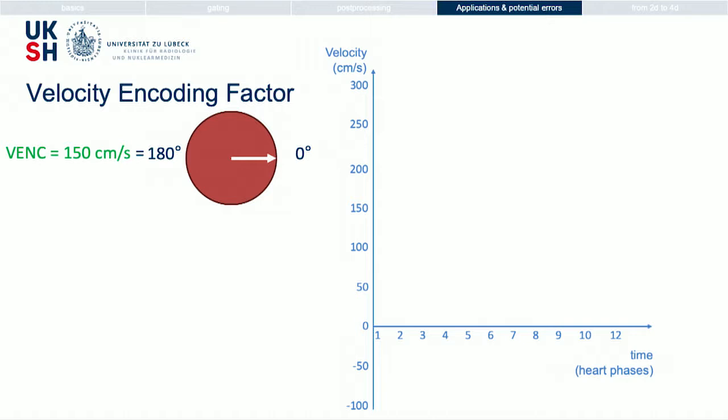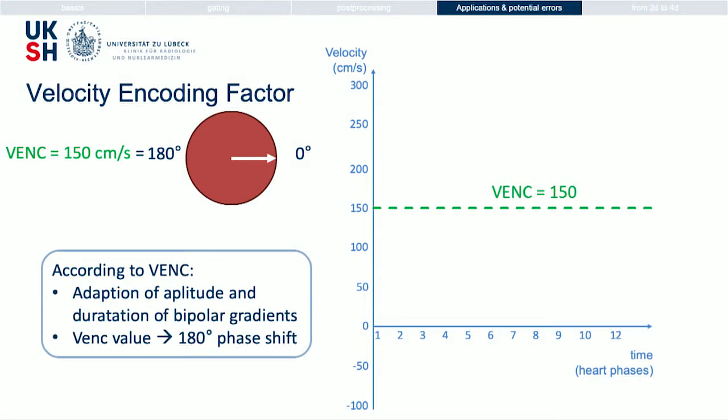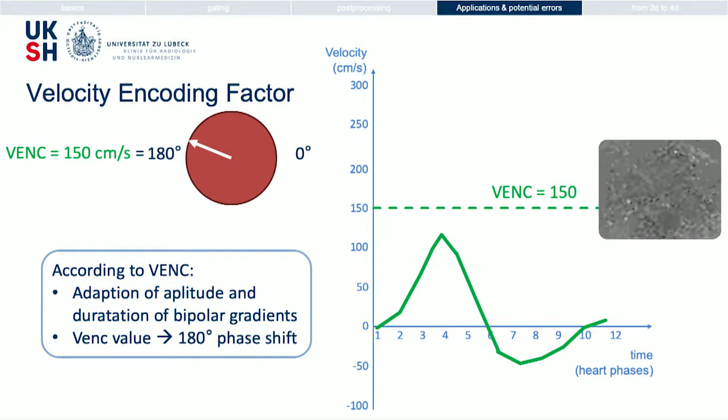The velocity encoding factor is the peak velocity you want to measure. And you're telling the scanner, this is the peak velocity I want to measure. In this case, 150 centimeters per second. And through adaptation of the amplitude and the duration of the bipolar gradients, the scanner sets everything so that the VENC value will lead to a 180-degree phase shift. So with increasing phase shift, the scanner measures increasing velocity. And that's how it should look like in a very old 1.5 Tesla scanner.